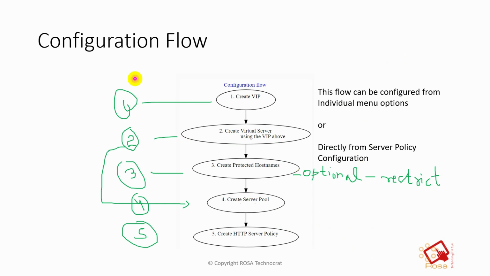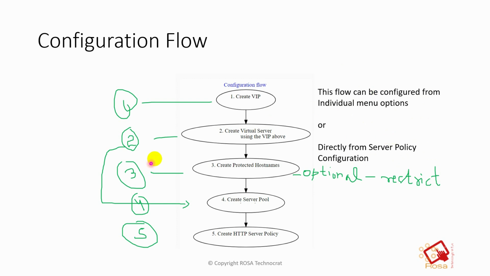How we have to perform the configuration is, first, we have to create a virtual IP. That is step 1. The virtual IP is nothing but defining the IP address that is accessible over the internet on a particular port. This flow can be configured from individual menu options or directly from the server policy configuration. That I will show you during the lab.